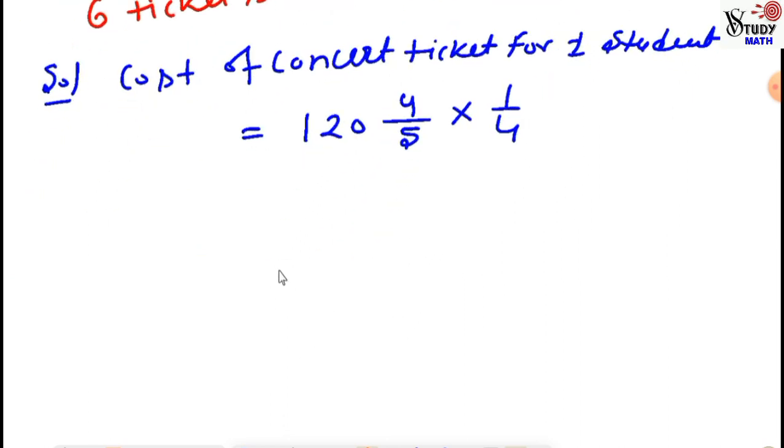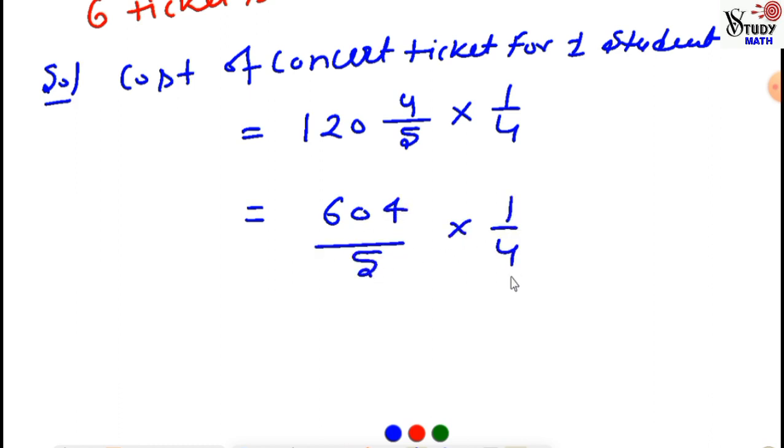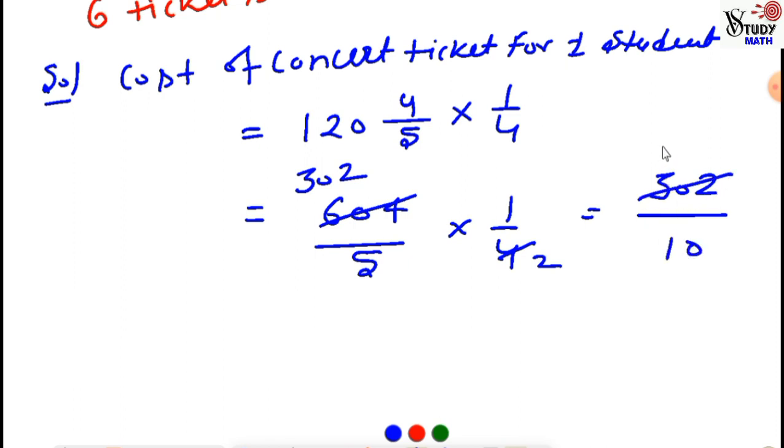So let's solve this. We have 104/5 going to multiply by 1/4. Let's cut this by 2. So 52 and 2. So we have 52/10. Now cut this one again by 2. So 26 and 5. 5 1/5. This is the cost for 1 student.